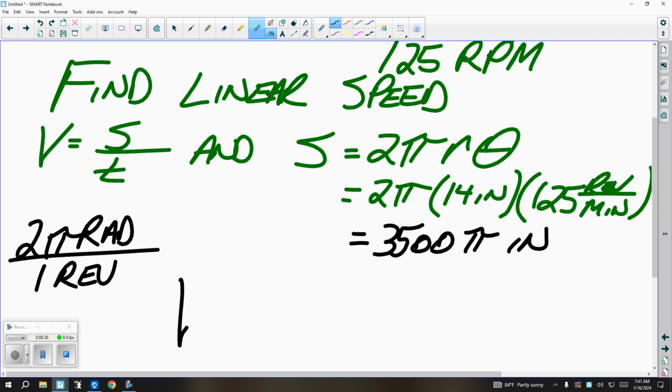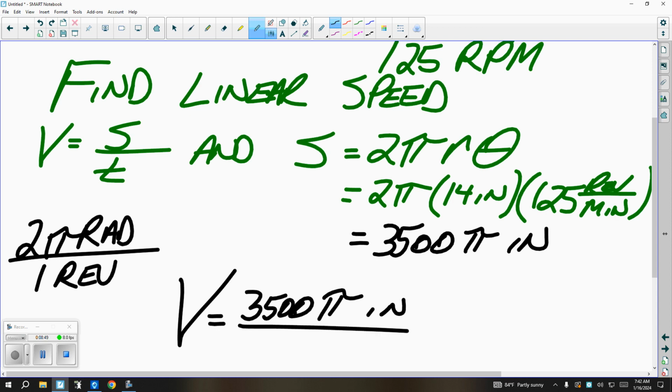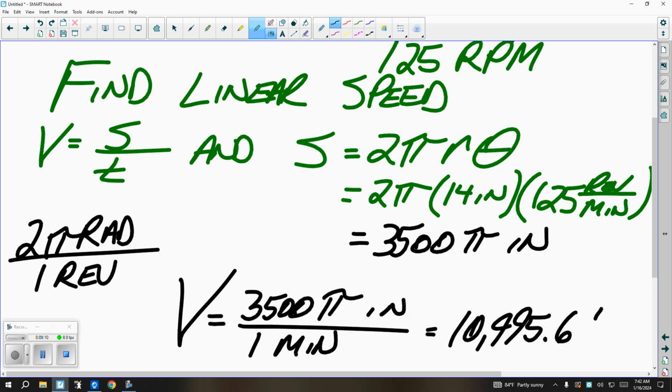It's just going to be 3,500 pi, and that's in inches per 1 minute, because it said revolutions per minute. And then if I multiply by 3.14, that's 10,995.6 inches per minute. So that's the linear speed of that bicycle tire.